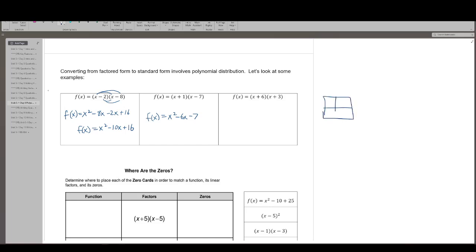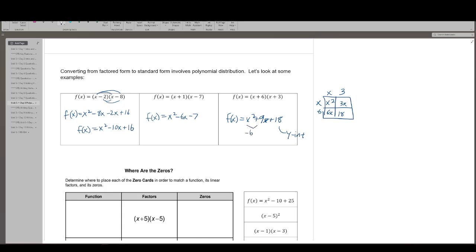The last one, let's go back to the area model one more time. So for this one, we have x plus 6, x plus 3. We get x squared, 3x, 6x, 18. So we end up with f of x equals 1x squared, a total of 9 for the middle term, and 18 for the constant. As a reminder for standard form, the 18 is telling us the y-intercept. And the axis of symmetry we find by using a and b together.